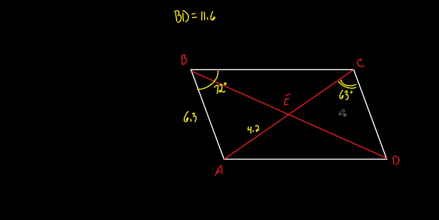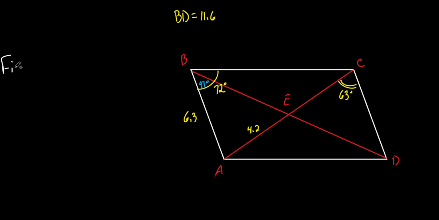And one more thing they tell you, ABD. Tell you what, I'll make this a different color. ABD is this little one right here. It's not the whole 72. It's this one right here, and it's 41 degrees. So I'm going to put a 41 right there. I know it's a little small, but that's a 41. All right. My goodness, they told you lots of stuff, didn't they?